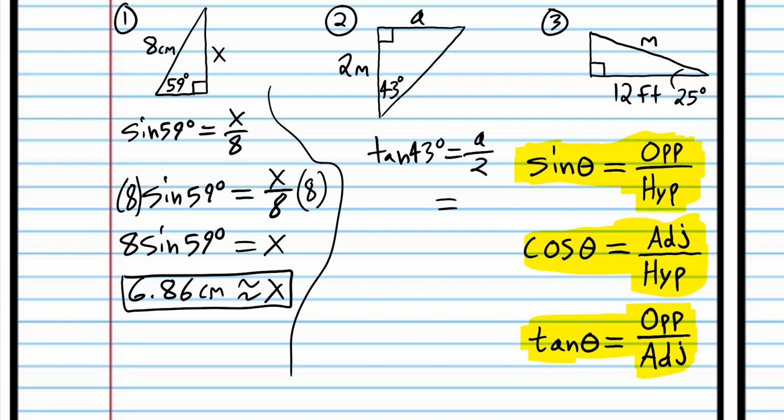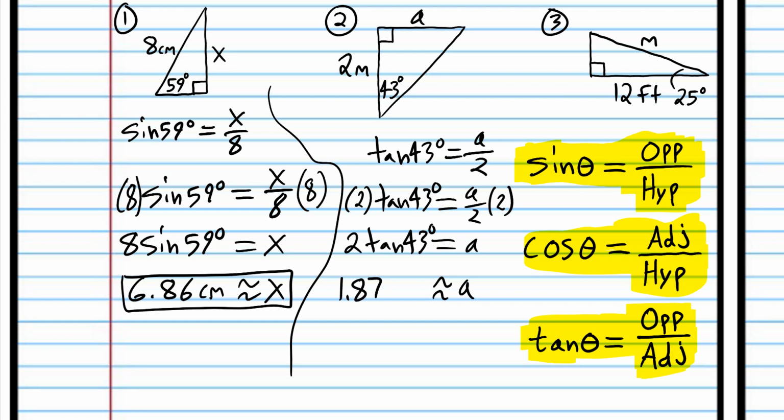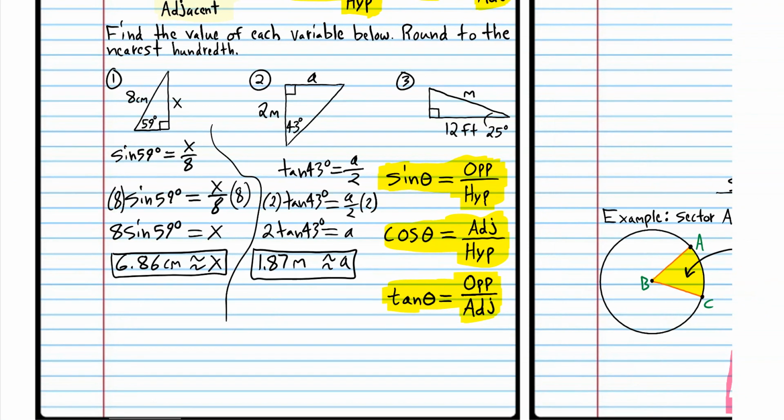And then, as we did in the previous problem, we're going to multiply both sides by 2. And on the left side, you can use parentheses if you want. You don't really need to. I'm just using the parentheses to emphasize that we're multiplying. So now we get out the calculator, and we have 2 times tangent 43 equals, and I get 1.87. So 1.87 meters. And there you go, we found that unknown side.